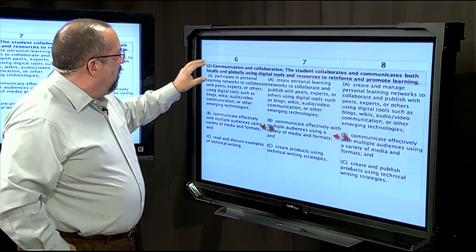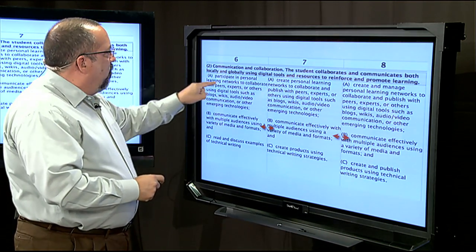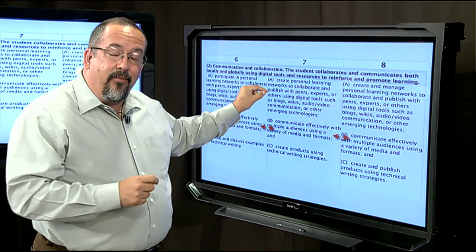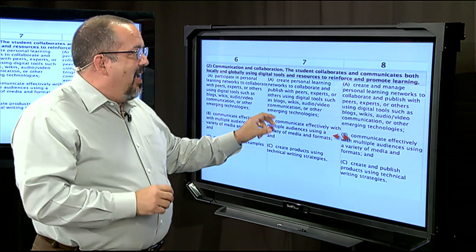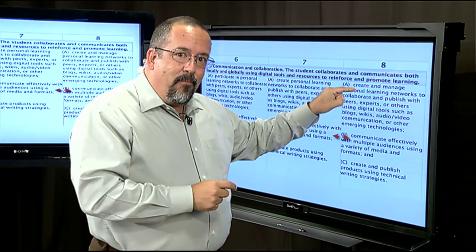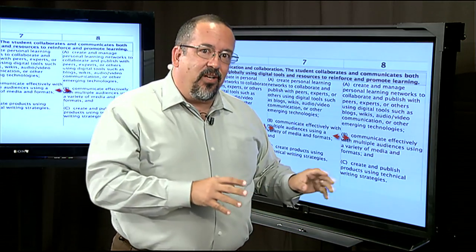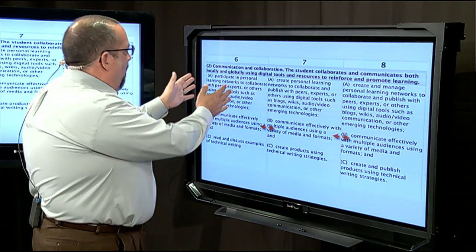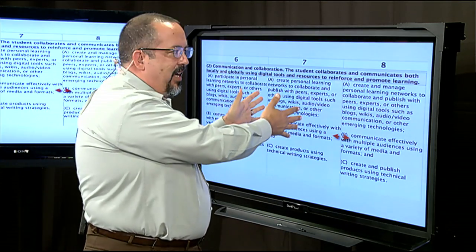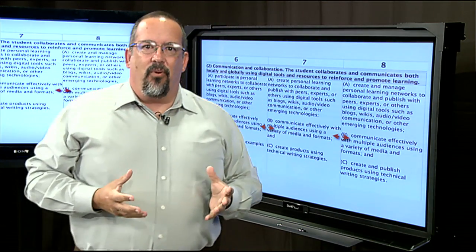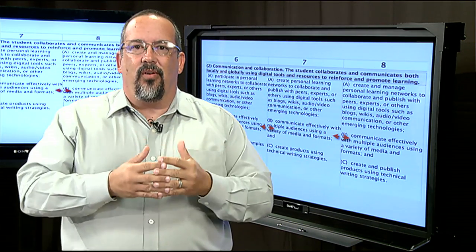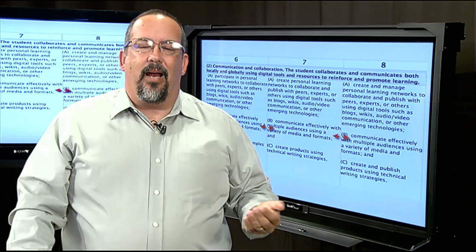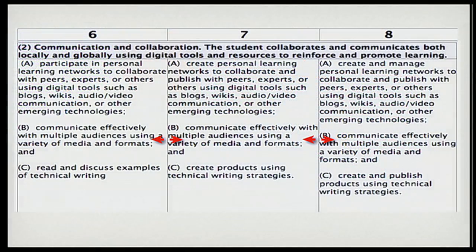So in communication and collaboration for 2A, participate in personal learning networks. Now look what happens in 7th grade. By 7th grade, students are expected to create personal learning networks. And then by 8th grade, they're not only creating personal learning networks, but they're creating and managing personal learning networks. So here, they're just participating. Here they're creating, and by 8th grade, they're creating and managing personal learning networks. Why is that important? Because by 9th grade, students should actually be working in personal learning networks to do collaborative, cooperative learning. And the only way to do that is if they pick up those skills in 6th, 7th, and 8th grade.